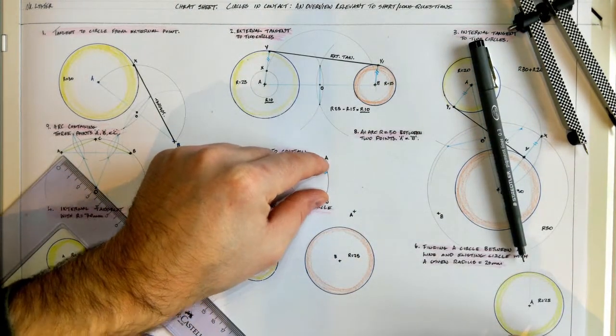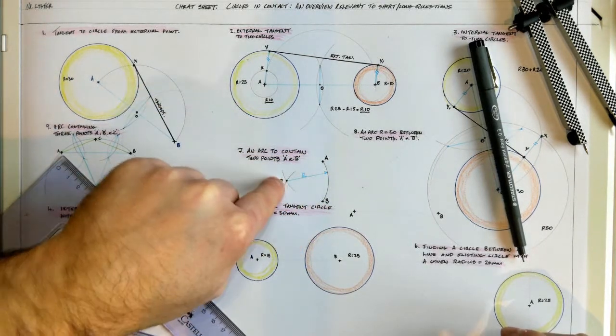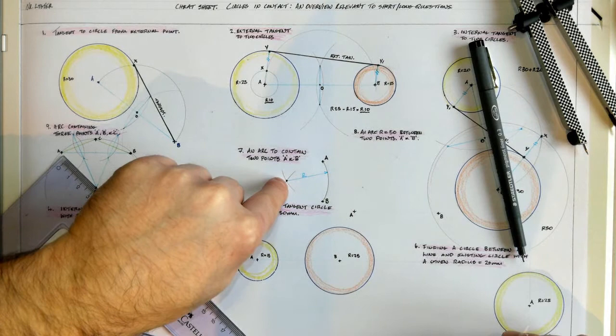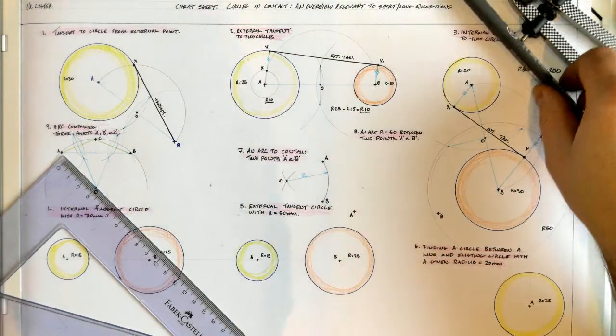Take the distance between A and B in your compass. From A, swing an arc. From B, swing a second arc. Gives you point O. Put the compass on O. Turn it around and swing A to B. And that will get you an arc that connects the 2 points.